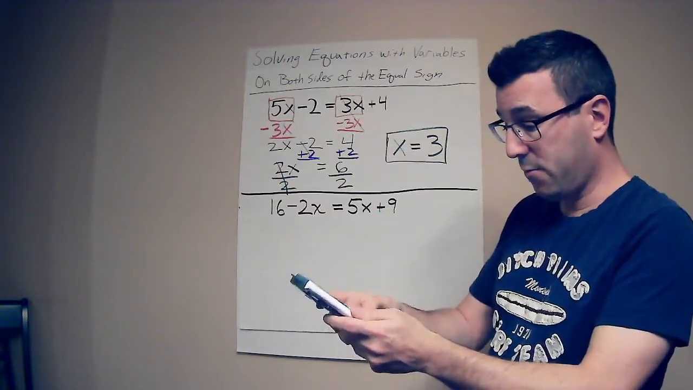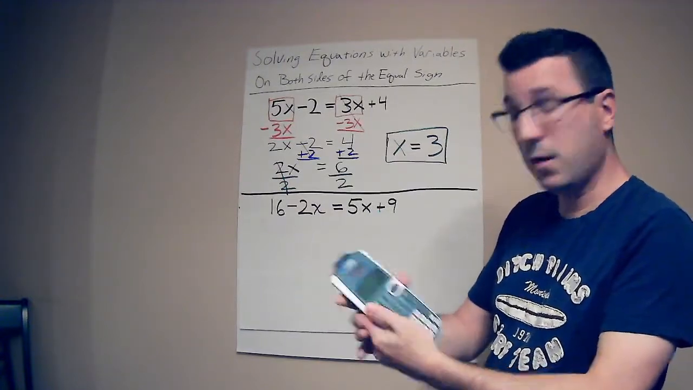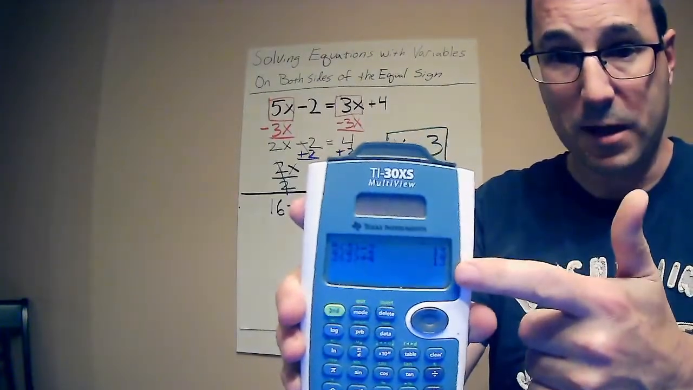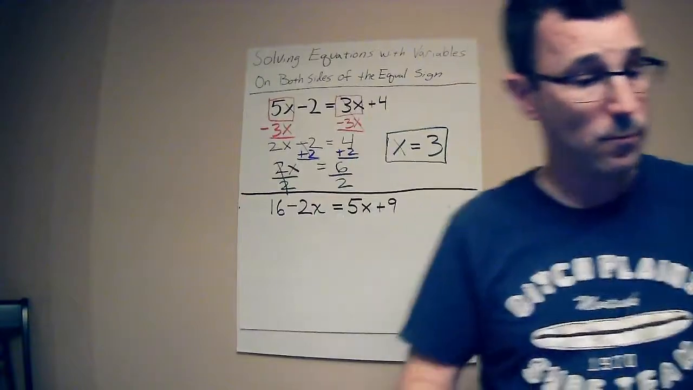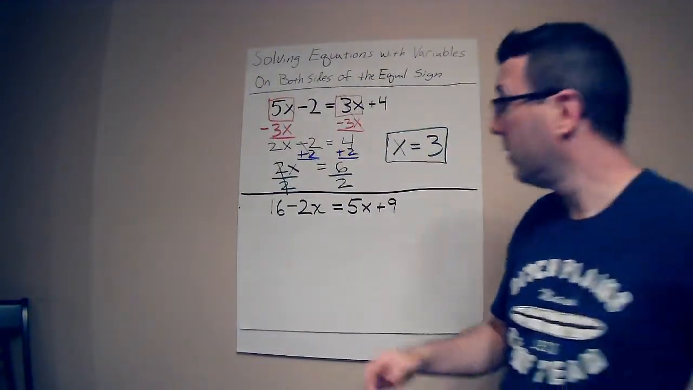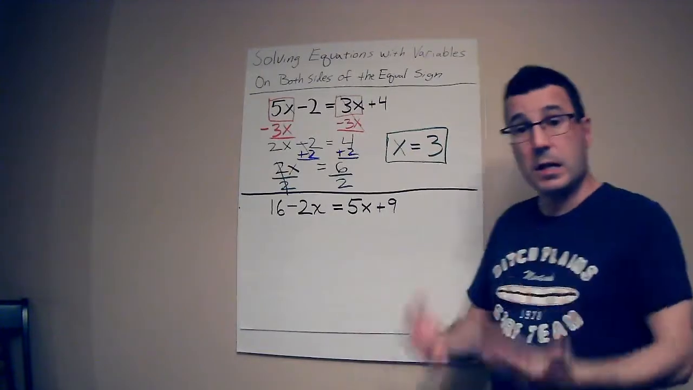3 times 3 plus 4, also 13. What's nice with this calculator is I can see both things right on the screen there. So I know that my answer is correct. The next one, a little bit different.